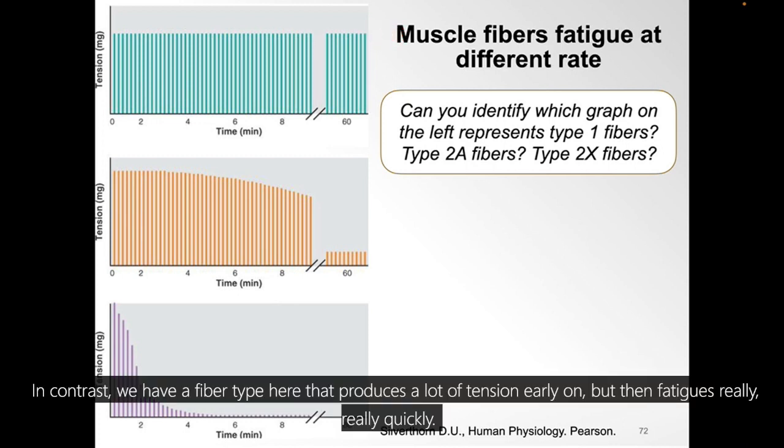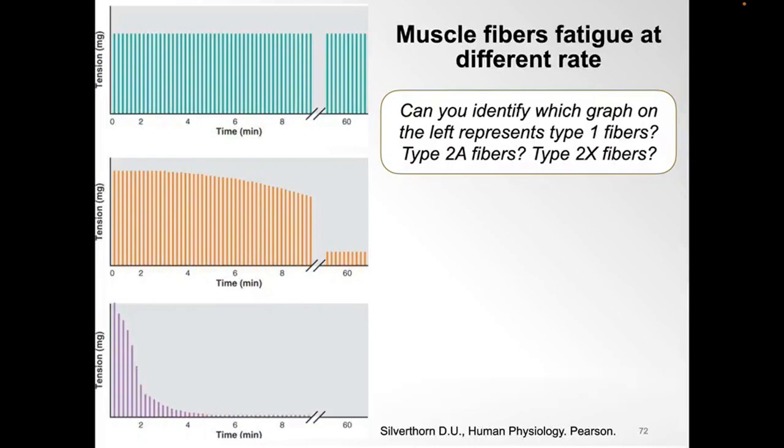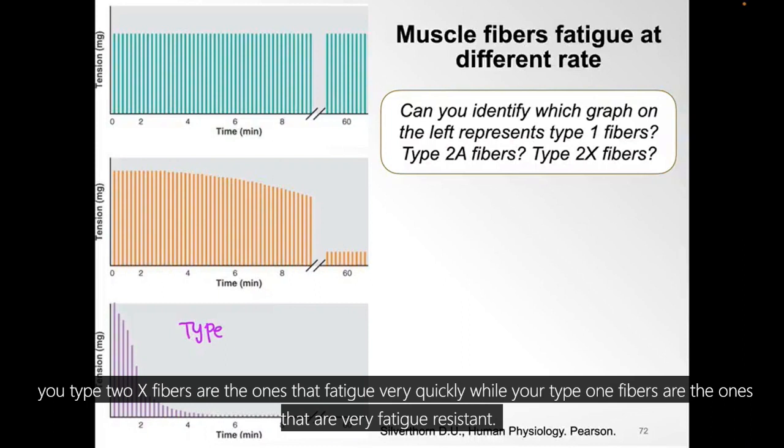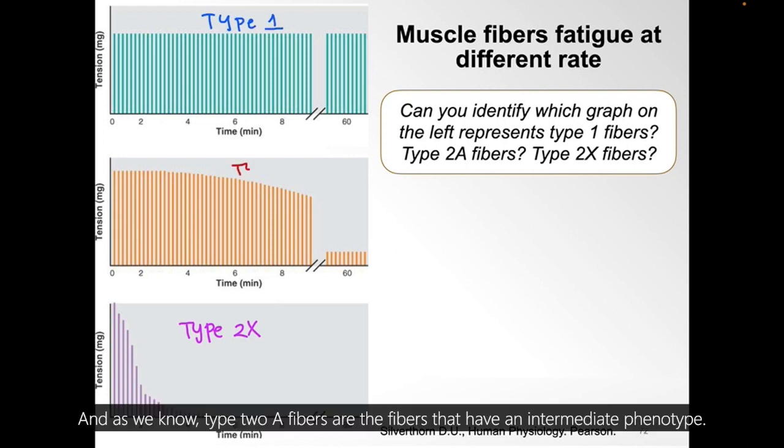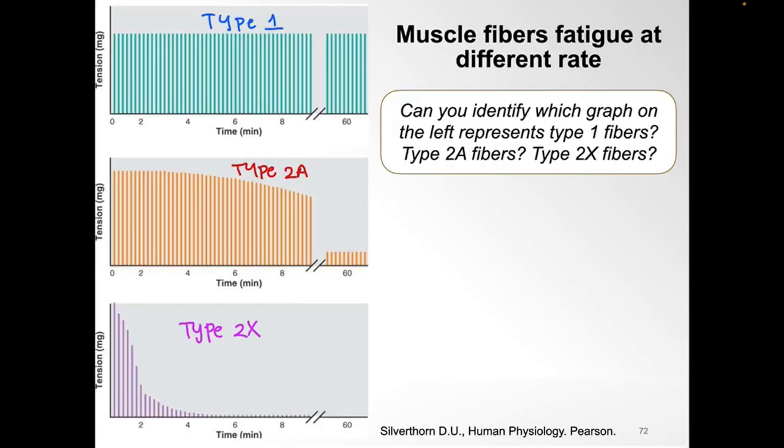In contrast, we have a fiber type here that produces a lot of tension early on, but then fatigues really, really quickly. So if you remember well our discussion of muscle fiber types, your type 2X fibers are the ones that fatigue very quickly, while your type 1 fibers are the ones that are very fatigue resistant. And as we know, your type 2A fibers are the fibers that have an intermediate phenotype. So they are more fatigue resistant than type 2X, but not as fatigue resistant as type 1 fibers.